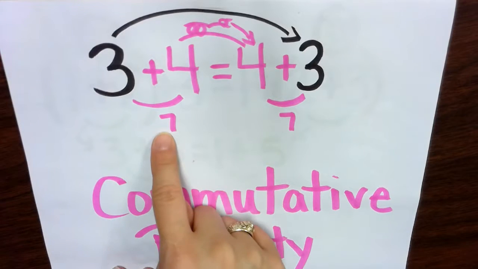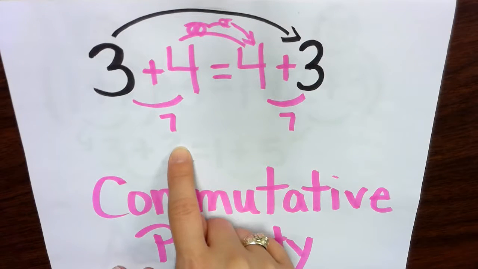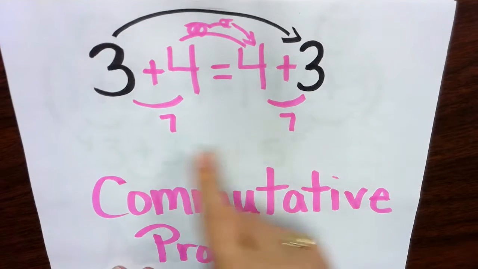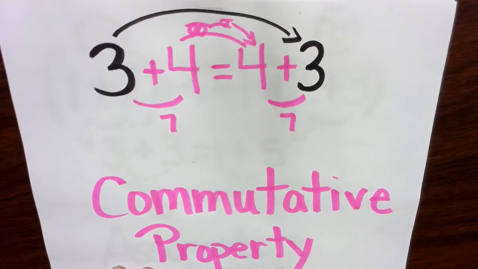At the end, you will come together and you will find the sum of these two addends. The sum here is 7 and 7, and they should mirror each other. They should look the same on each side. And that's commutative property.